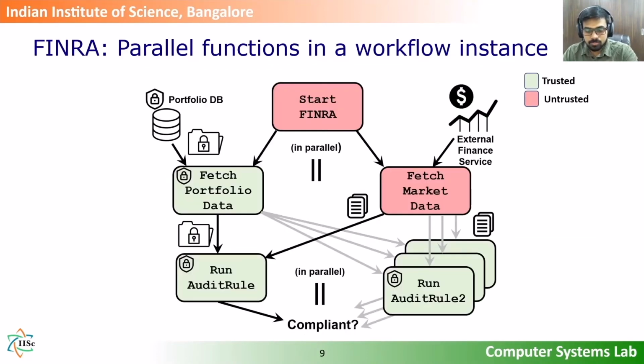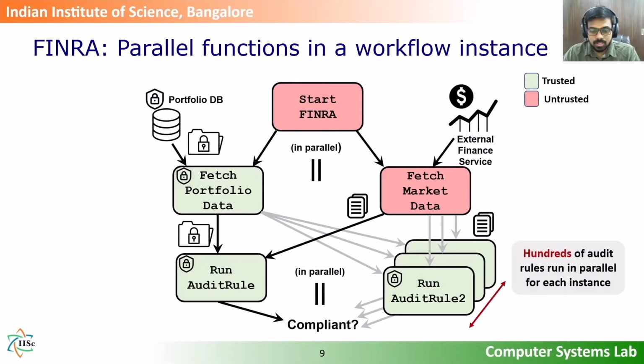Interestingly, there are many workflows that exhibit parallelism. One such example can be found in the financial industry. The Financial Industry Regulatory Authority, or FINRA, has been known to utilize AWS step functions. FINRA ensures the integrity of financial markets by auditing the financial records of its customers. In FINRA, a single transaction must go through hundreds of audit rules, each of which can be run in parallel. Using a thread-based solution in this case will limit the number of audit rules running in parallel to 1, thus leading to a very high end-to-end latency.